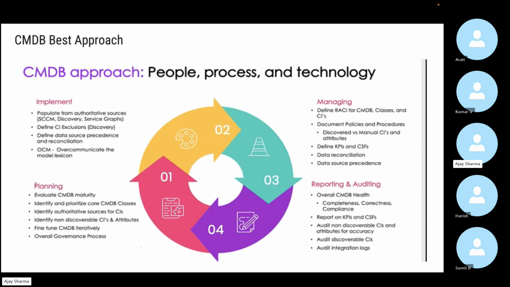like who is responsible, who is accountable, who is working on those particular things, right? Then document policies and procedures, discoverable versus manual CIs and attributes. We already discussed that in the planning, right? So we have to design or decide which document policy is required, what procedure we are going to follow to create and update the CI for discoverable and non-discoverable attributes, right?